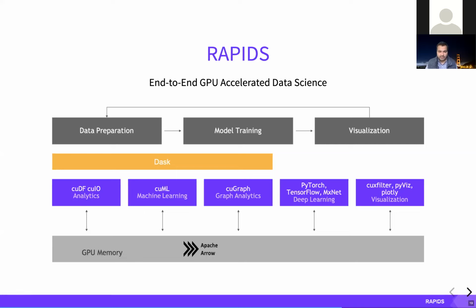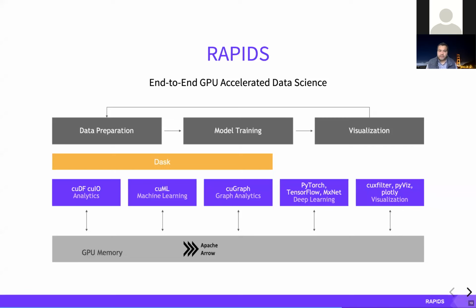With cuGraph, we do the same thing with NetworkX. It's GPU accelerated graph analytics. With deep learning, we still use PyTorch, TensorFlow, and MXNet. We have strong interoperation libraries that you can use to take a data frame from cuDF into PyTorch, or cuDF into TensorFlow, and that's pretty cool. We have cuxfilter, PyViz, and Plotly for visualization. Now, they're all interacting with GPU memory, specifically in Apache Arrow format. So you can use all of these libraries interchangeably, and you can transfer data sets between them as easily as possible.